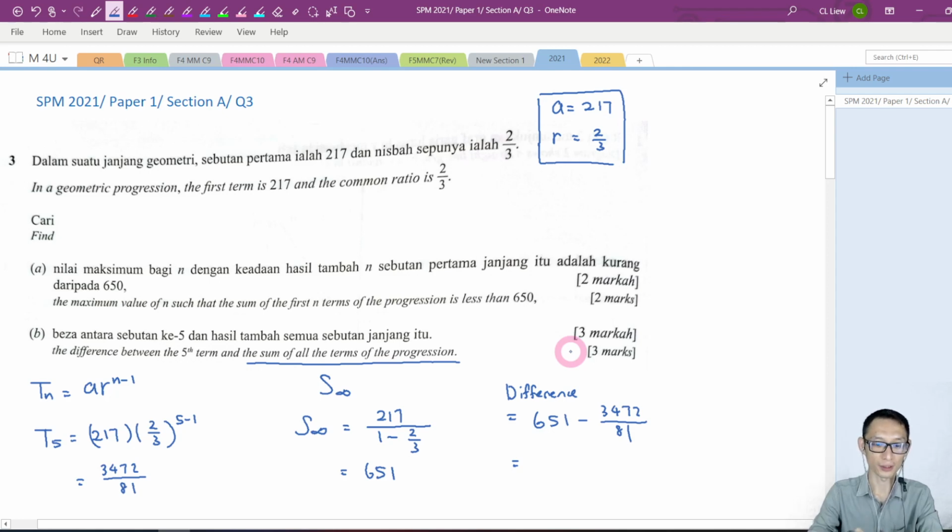This one you just press your calculator, you should have no problem getting the answer, right? Okay, the answer is 608 and 11 over 81. Okay, this is the answer for part B.